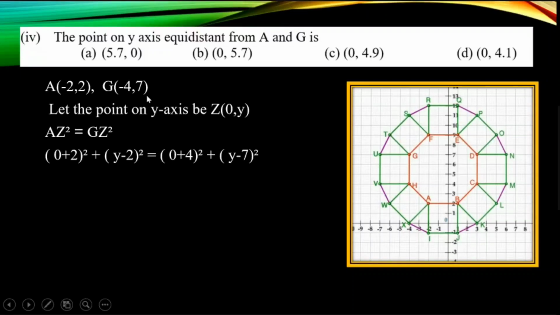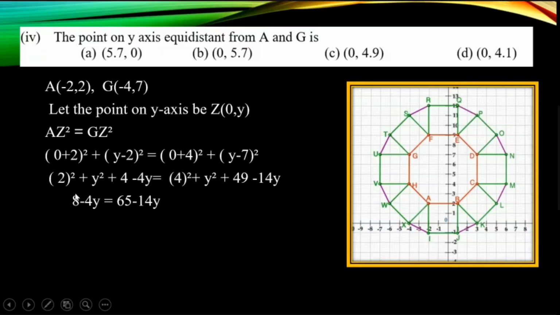Let us find it out. This becomes 4. This is (y minus 2) whole square, which is what? y square plus 4 minus 4y. This is 4 square. Again y square plus 49 minus 14y is the square of (y minus 7). I'll just make the cancellation. y square and y square will cancel out. I'll be left with what? I'll be left with 8 minus 4y is equal to how much? It will be equal to 65 minus 14y, which gives me 10y is equal to 57, or y is equal to 5.7.